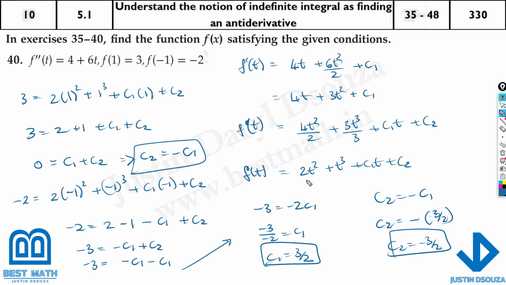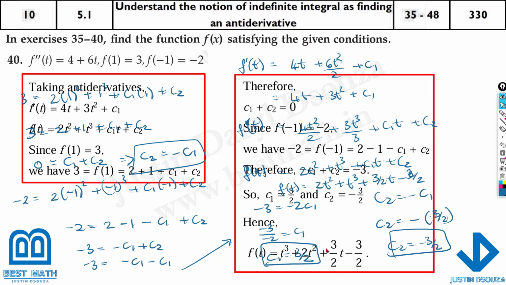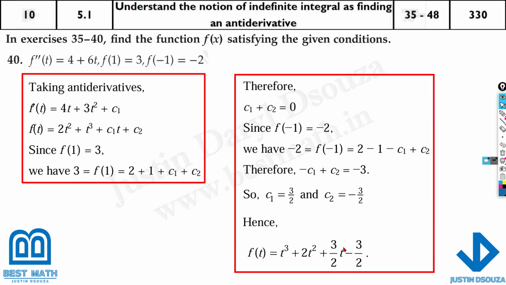So these are the two conditions. So the final answer f of t would be equal to 2t to the power 2 plus t to the power 3 plus C1, which is 3 by 2, t. Now it's going to be minus C2, which is minus 3 divided by 2. So that must be the answer. Here we go. As you can see, the first is positive and the last one is negative. And remember, if you do it correctly, it'll be exactly that. C1 will be positive, the next one will be negative. So those are the conditions.